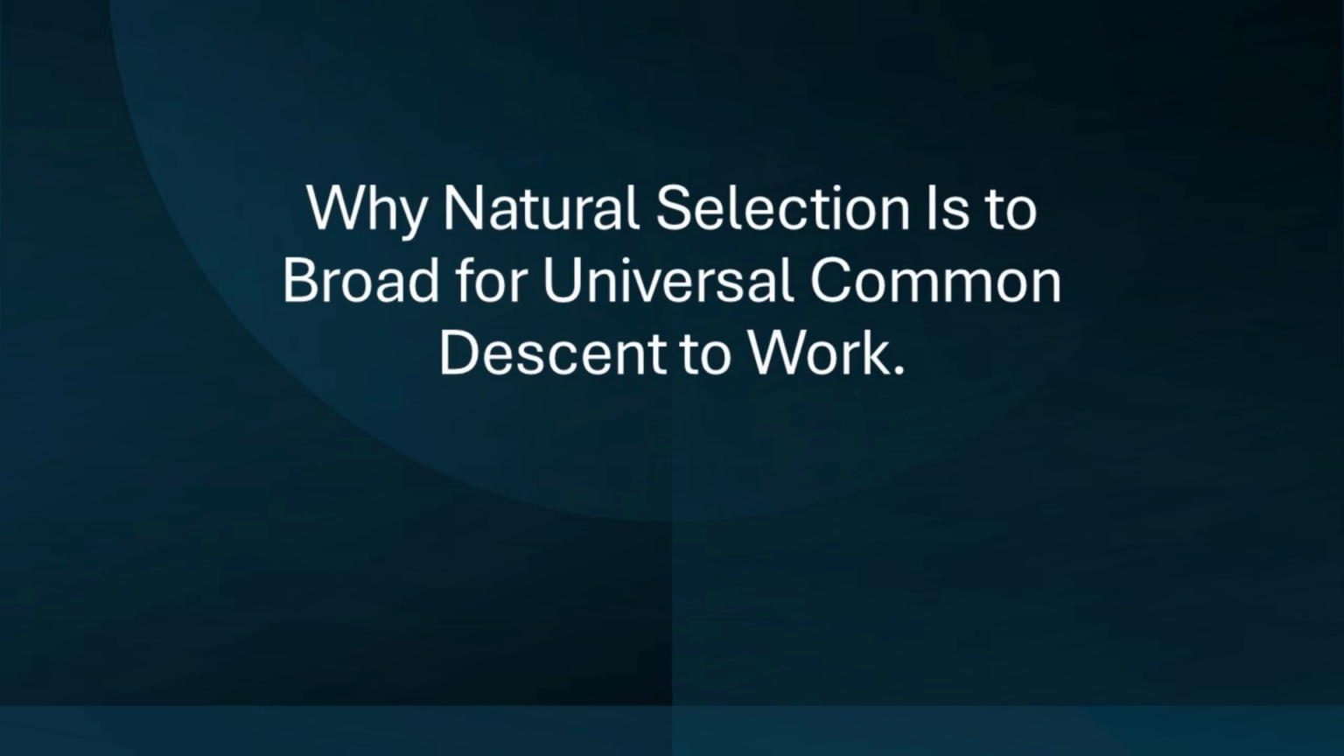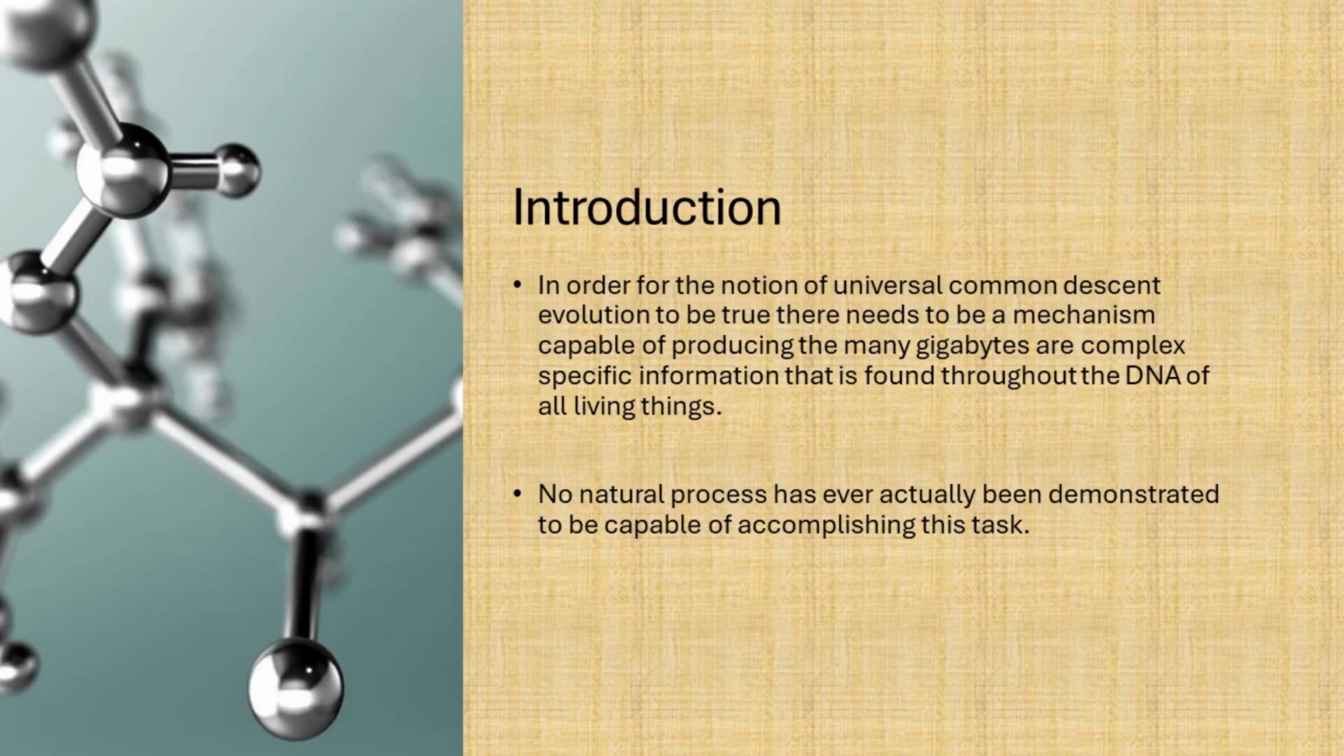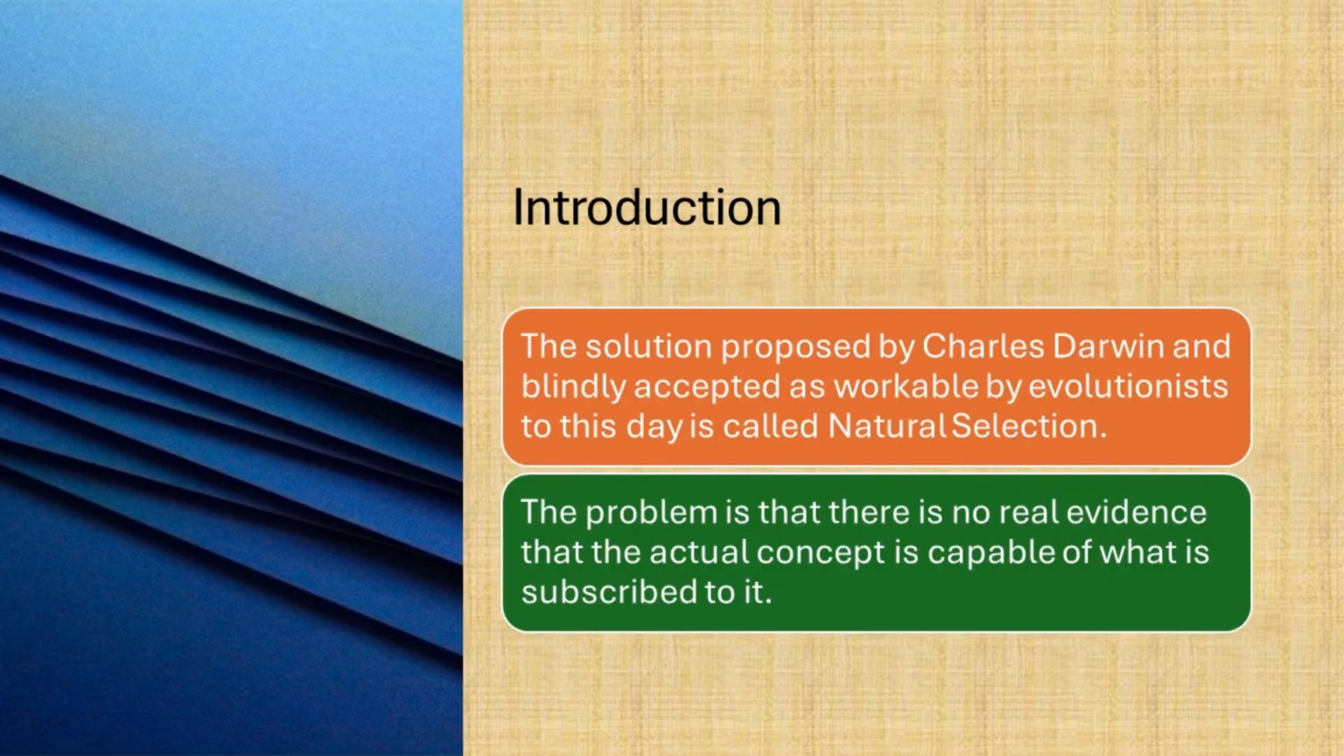Thumbs up. In order for the notion of universal common descent evolution to be true, there needs to be a mechanism capable of producing the many gigabytes of complex specific information that is found throughout the DNA of all living things. No natural process has ever been demonstrated to be capable of accomplishing this task. The solution proposed by Charles Darwin and blindly accepted as workable by evolutionists to this day is called natural selection.